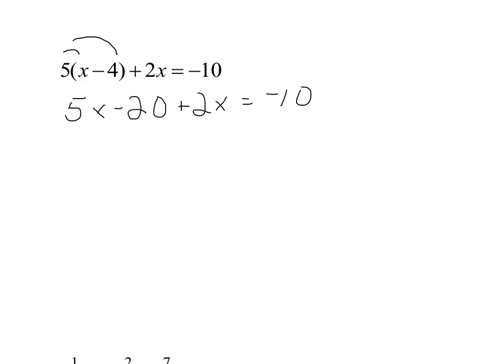Next, I'm going to combine like terms. I have 5x and 2x. Like terms means the variables are the same. So 5 plus 2, that means I have 7 of those x's. Still carry along the minus 20.